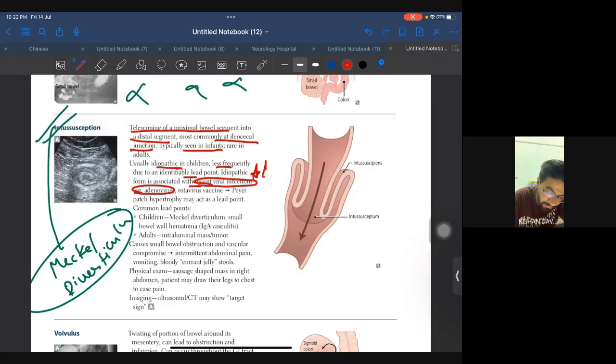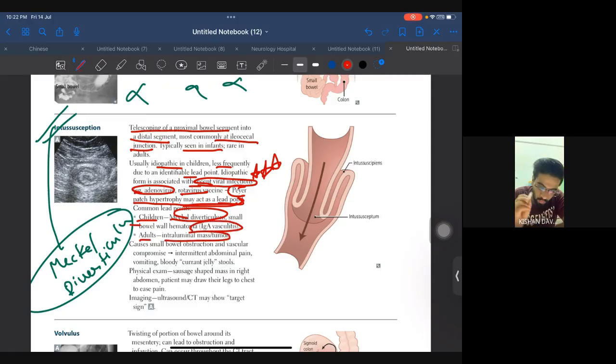This is important. Rotavirus infection not needed. Peyer patch hypertrophy may act as a lead point. Peyer patch is important. In children, Meckel diverticulum and IgA vasculitis. In adults, intraluminal mass or tumor. Okay. So what will it cause? Intermittent abdominal pain, vomiting, bloody currant jelly stools, very dark stool. Okay. Physical exam, sausage-shaped mass in the right abdomen.